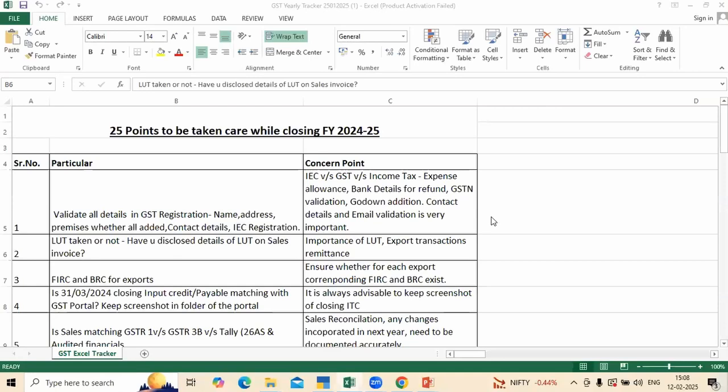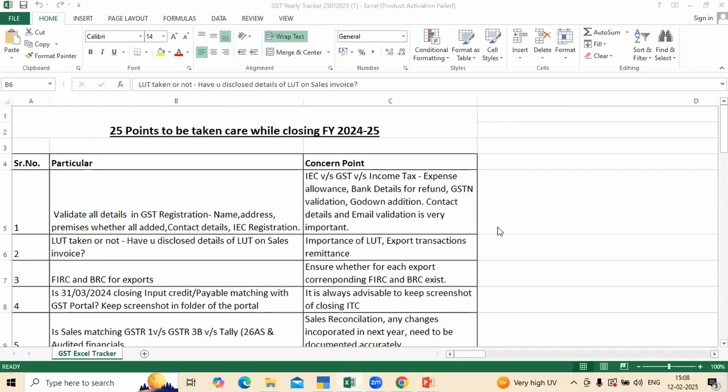And in case you already have an LUT, then ensure that on your sales invoice it is written that exported against LUT. And now many of you would have the question that I already took the LUT in 17-18. So friends, ensure that LUT has to be taken on a yearly basis. The last year's LUT is not relevant for the current year. So for 24-25, there has to be a separate LUT. And for the next financial year, 25-26, in the month of April, you have to again apply for a new LUT. So be careful in that aspect.